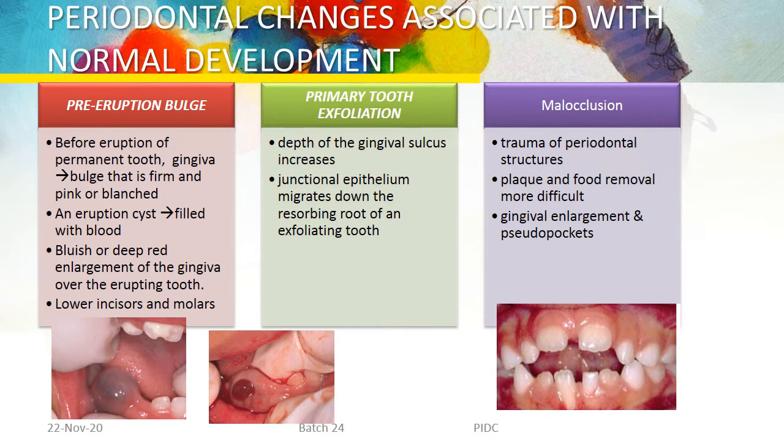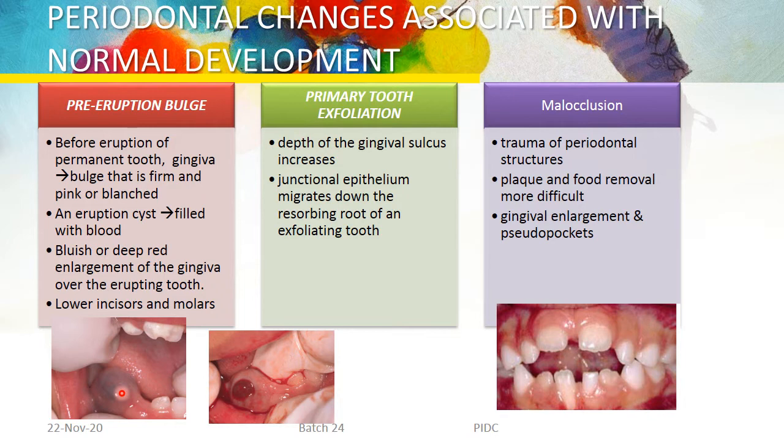Next, coming on to the periodontal changes associated with normal development. Normally these changes could occur in the periodontium of children, but don't consider that to be a disease status. Just wait and watch for these conditions. One such condition is the pre-eruption bulge. This occurs before the eruption of the permanent tooth. The gingiva becomes bulged, firm, and it may be either pink or blanched. This eruption cyst is mainly filled with blood and it occurs just before the eruption of the permanent teeth.